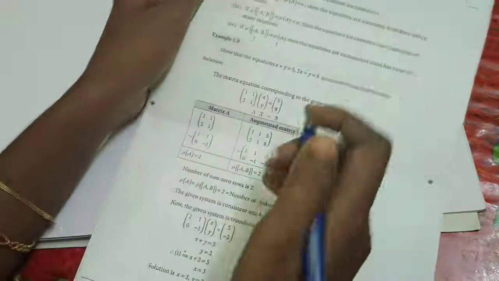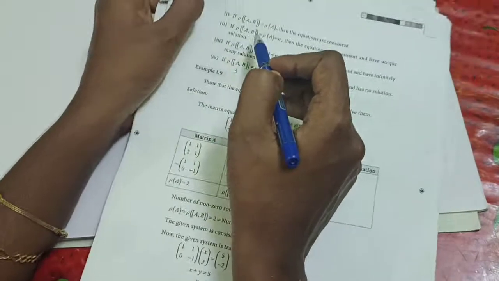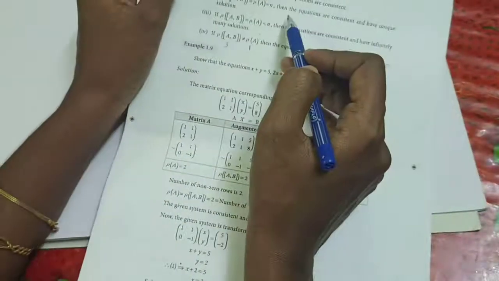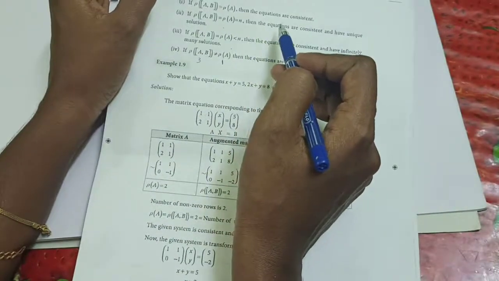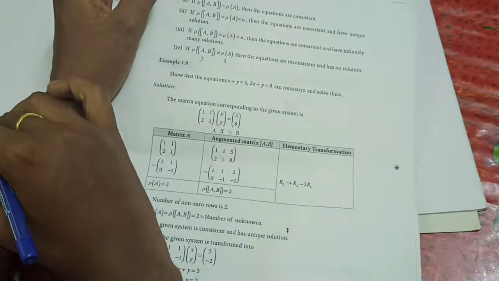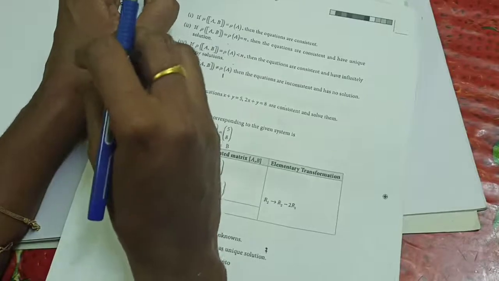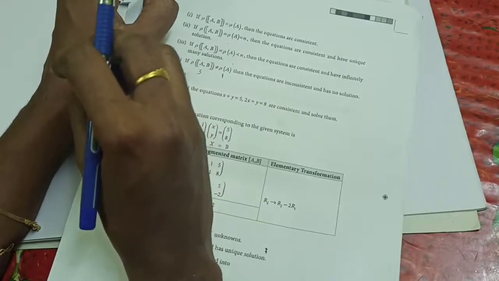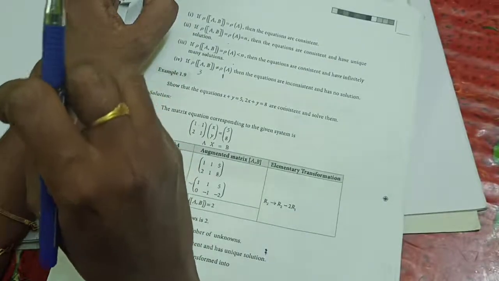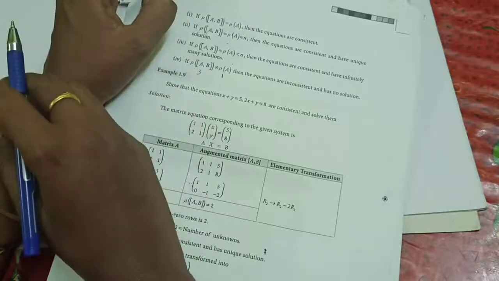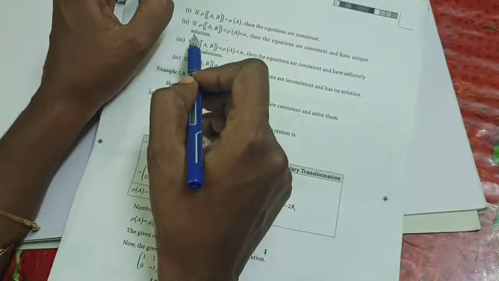Now see the first one. When the value of rho of A comma B is equal to rho of A, and you get these two answers equal, we will say the equations are consistent. Understand? So this is the first thing. I hope you got some idea. When you do the problem, you will get a clear idea. Okay? Then let's move to the next one.